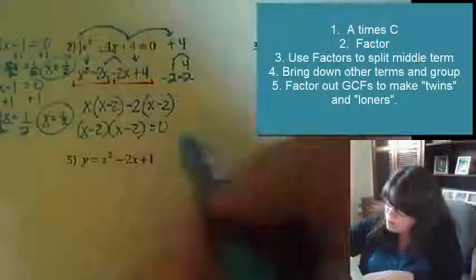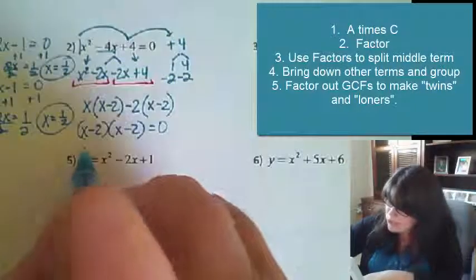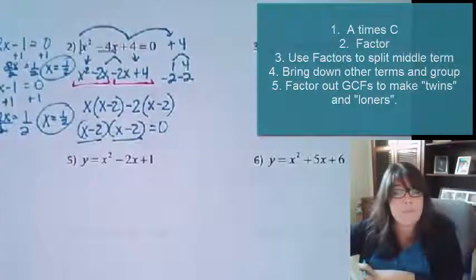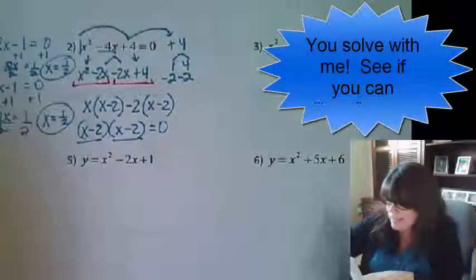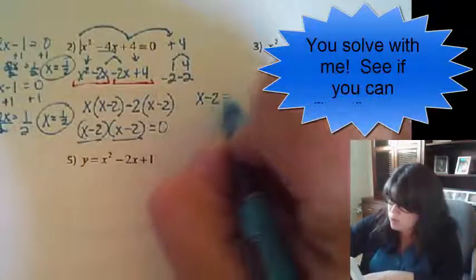Now, according to my ZPP, I can take these two factors and set them equal to 0. But since they're exactly the same, I just have to do one of them. X minus 2 equals 0.